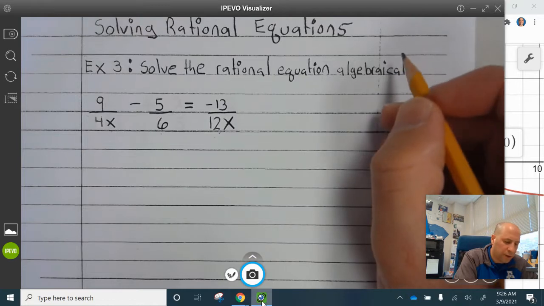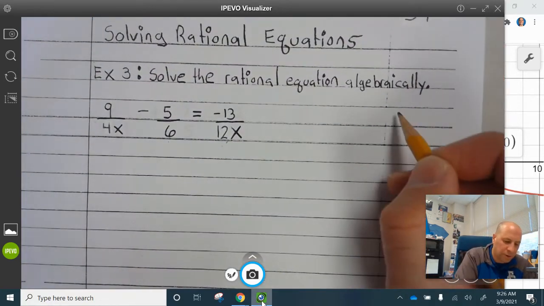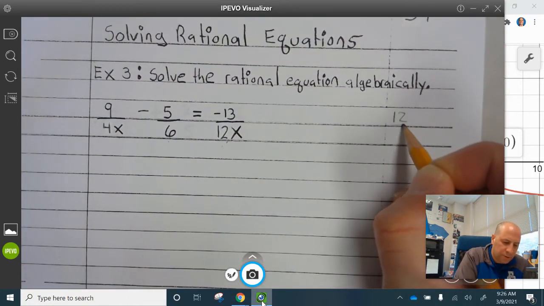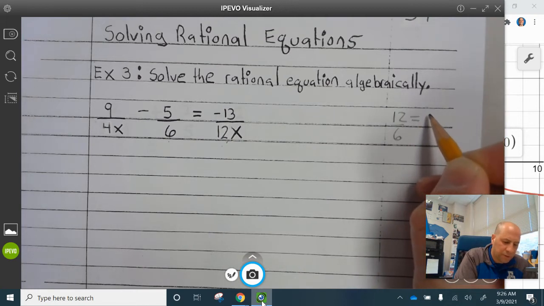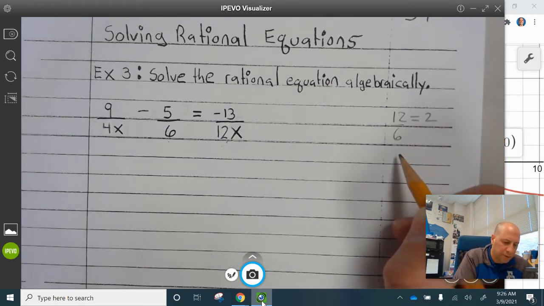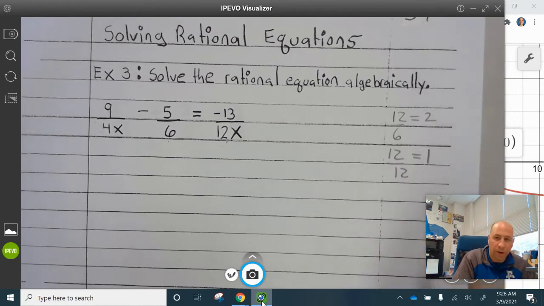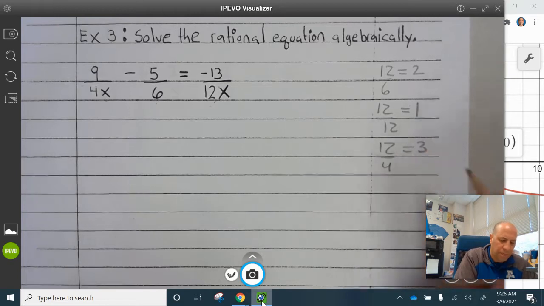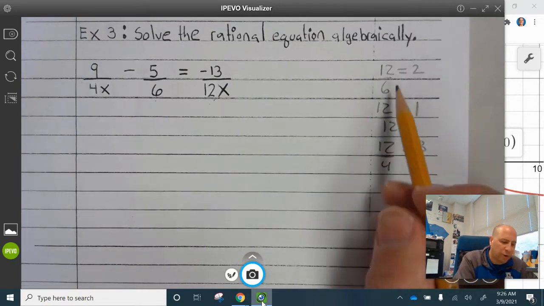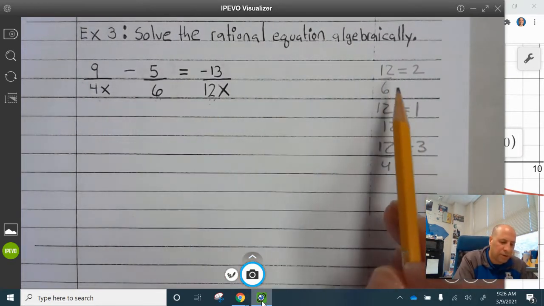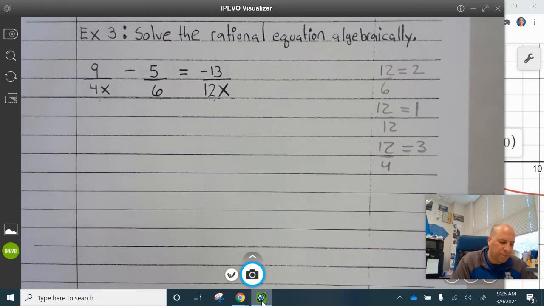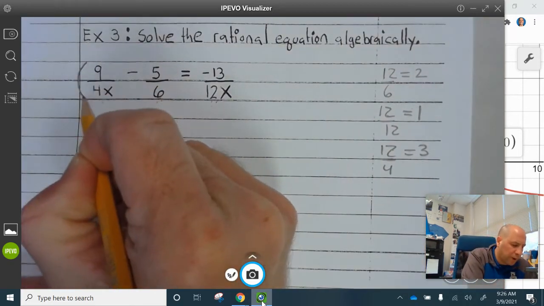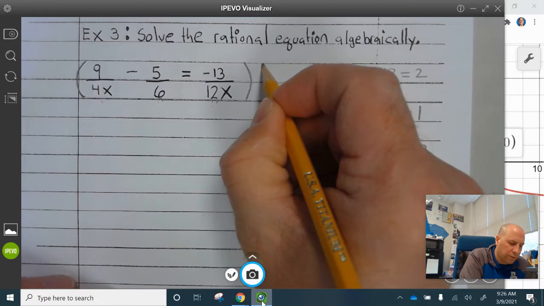Well, we know that 12 divided by 6 equals 2. We know that 12 divided by 12 equals 1. And we know that 12 divided by 4 is 3. So our common denominator is 12 because all of these numbers can divide into 12. So that's what we're going to do. We're going to multiply everything by 12x.